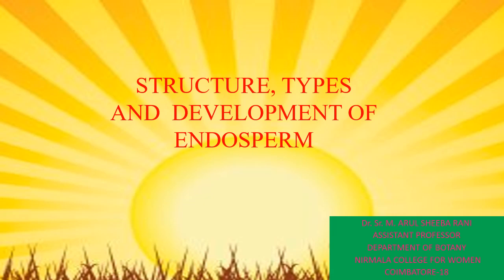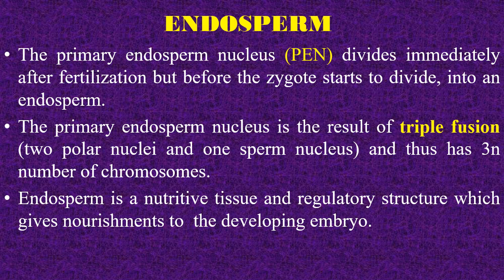Now I am going to explain about the structure, types and development of endosperm. The primary endosperm nucleus divides immediately after fertilization but before the zygote starts to divide. The primary endosperm nucleus is the result of triple fusion, that is, two polar nuclei and one sperm nucleus fused together, and thus has 3n number of chromosomes.